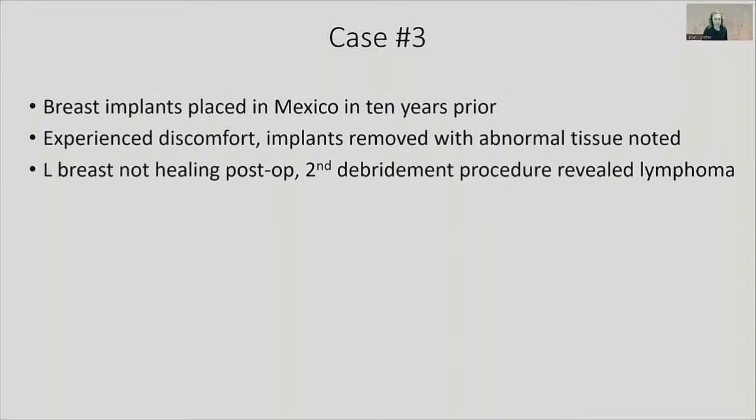The third case that we'll look at is a bit different. So this woman had breast implants placed in Mexico 10 years prior to her presentation. She experienced some discomfort. Those implants were removed, and there was abnormal tissue noted during the surgery. But the left breast was not healing postoperatively, and a second debridement procedure revealed lymphoma.